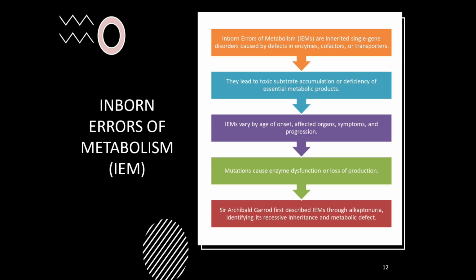Inborn errors of metabolism, or IMs, were first described by Sir Archibald Garrod through alkaptonuria, identifying its recessive inheritance and metabolic defect. IMs are inherited single-gene disorders caused by defects in enzymes, cofactors, or transporters. Mutations cause enzyme dysfunction or loss of production. These errors lead to either toxic substrate accumulation or a deficiency of essential metabolic products.